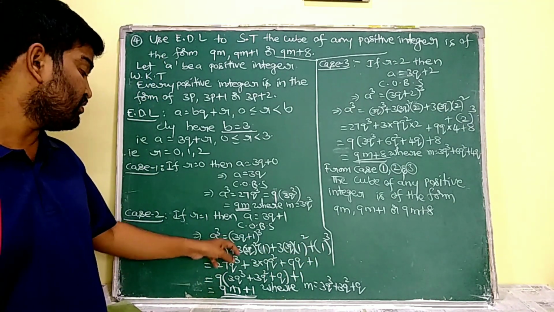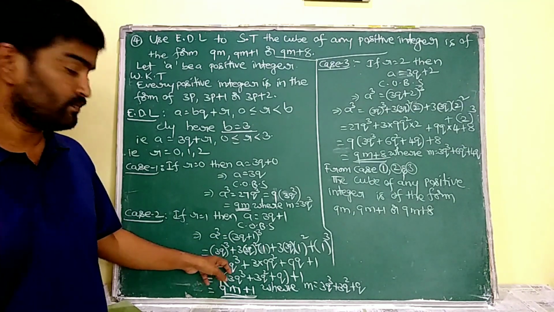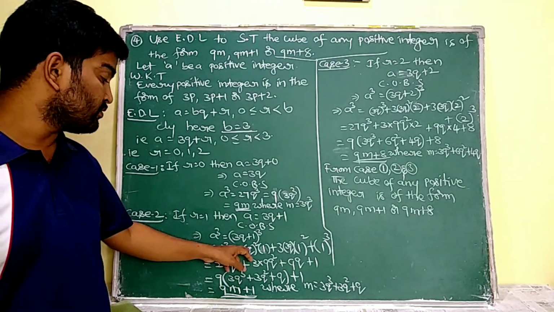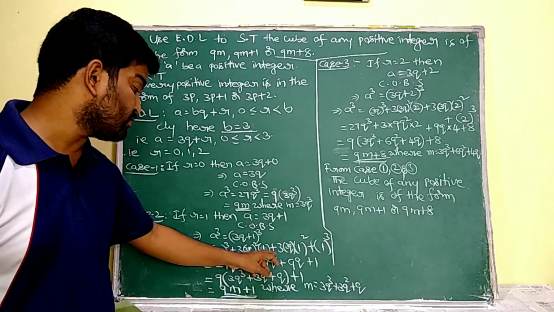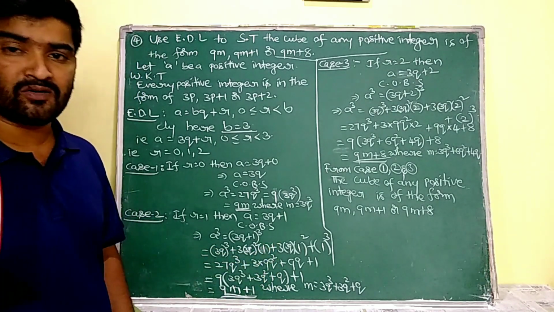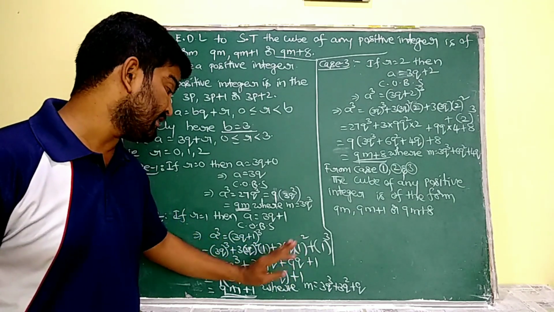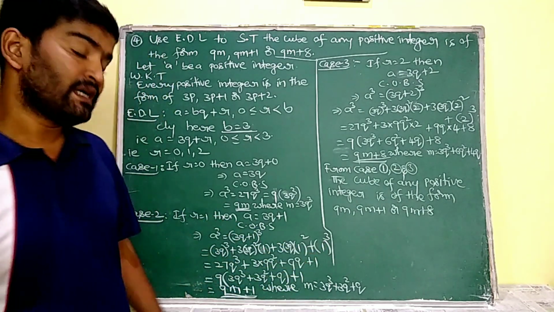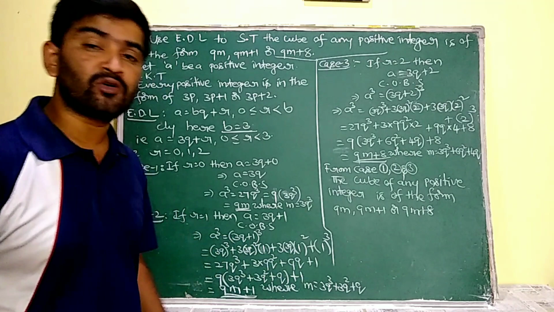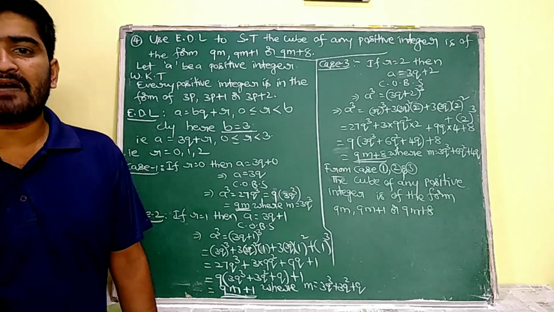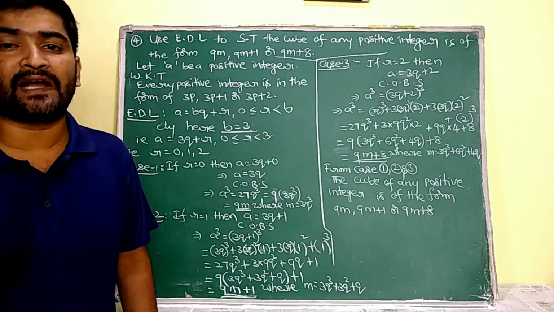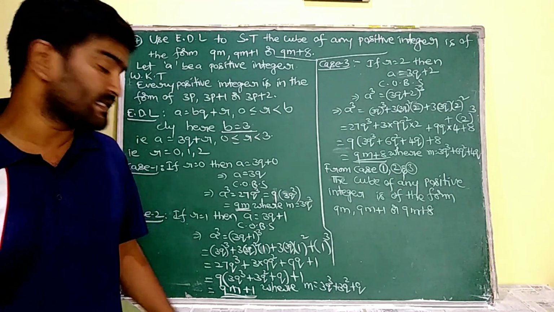See ma, 3q whole cube means it is 27q cube, plus 3 into 3q whole square means it is 9q square into 1, that only. Okay, next 3 into 3q, 9q into 1, 9q. 1 cube means 1. See ma, from the first 3 terms I am going to take out 9 as common. Why? Because I have to express the answer in the form of 9m, 9m plus 1 or 9m plus 8.